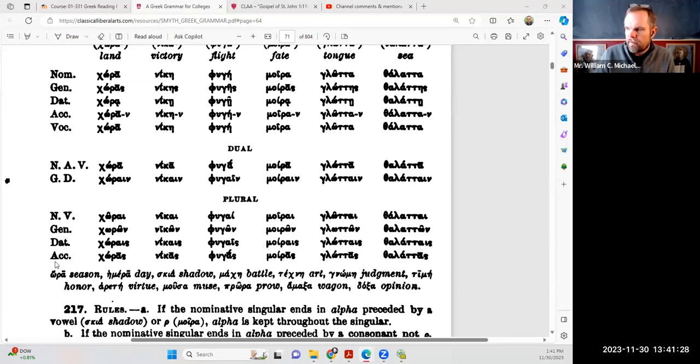And then lastly, the accusative case. How do we identify accusative? I think Serena jumped the gun there. Yeah. Alpha sigma. Very good. Okay. Alpha sigma marks the accusative plural.